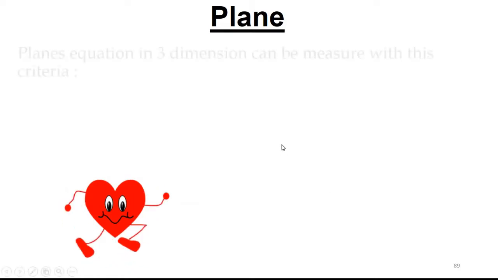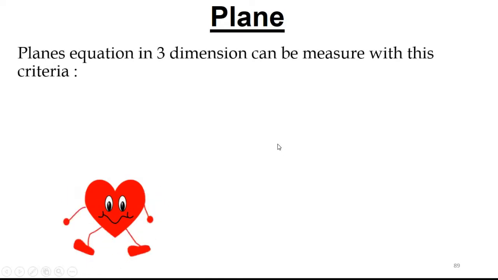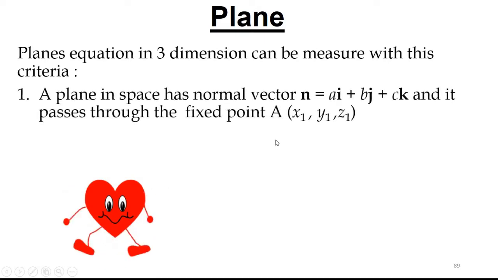Okay, so hari ini kita akan belajar tentang plane. So, apa itu plane? Plane equation in 3 dimensions can be measured with this criteria. So, you have 3 criteria here. First is a plane in space has normal vector n equal to ai plus bj plus ck, and it passes through the fixed point A. Okay, so you have normal vector and a fixed point A. First case, normal vector and fixed point.